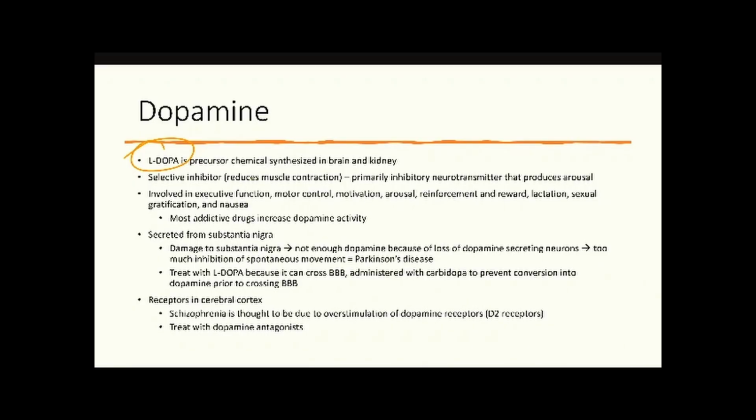Selective inhibitor reduces muscle contraction, produces arousal, executive function, so dopamine is very important. Most addictive drugs will increase dopamine activity. So again, they're always looking for that dopamine rush, and they start getting more and more violent and more extreme to get that dopamine. Secreted from the substantia nigra, and we'll deal with this a lot more when we get to Parkinson's and movement disorders. And we have receptors in the cerebral cortex. They think that schizophrenia is overstimulation of dopamine receptors. And so you give dopamine antagonists for someone who has a history of schizophrenia.